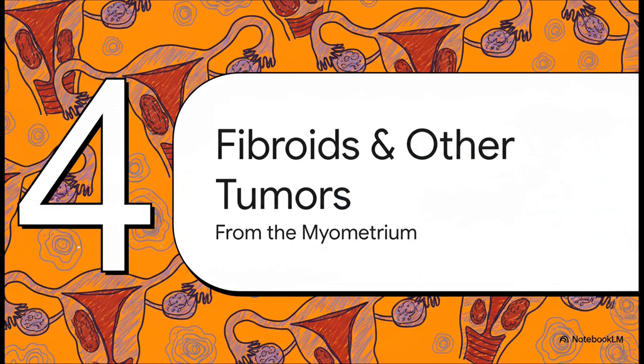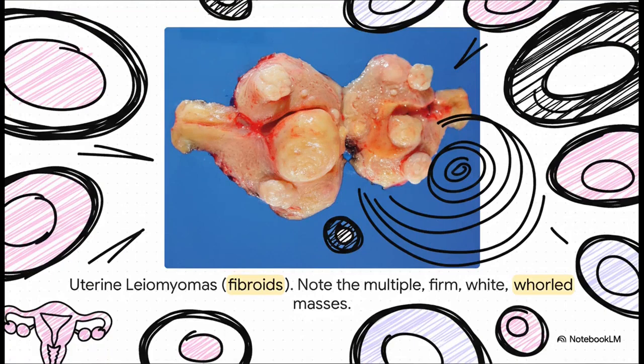Okay, we've talked a lot about the endometrium, the lining. But to get the full picture of uterine tumors, we need to talk about the muscle wall, the myometrium, and specifically, the most common tumor you'll find there. And here they are, uterine leiomyomas, or as everyone calls them, fibroids. You are going to see these all the time. I mean, they are incredibly common.